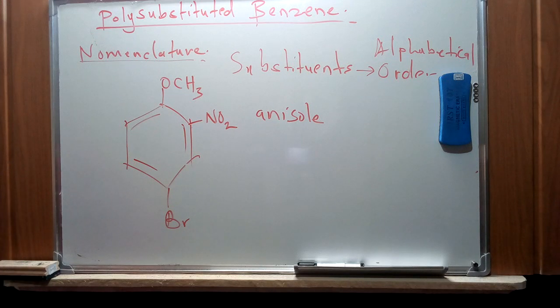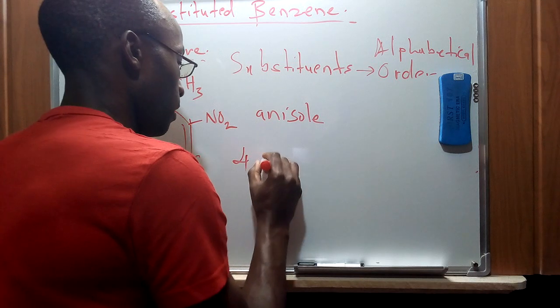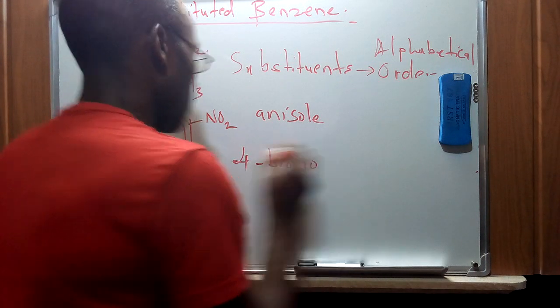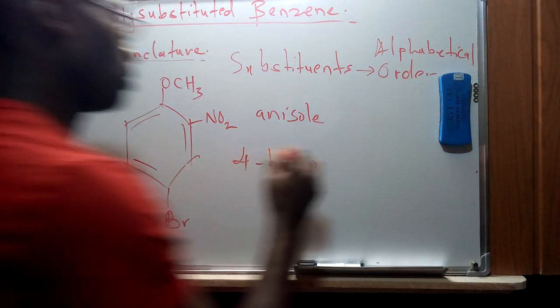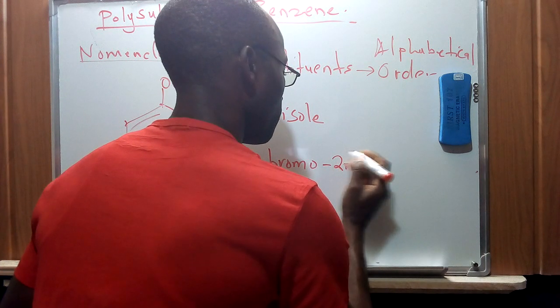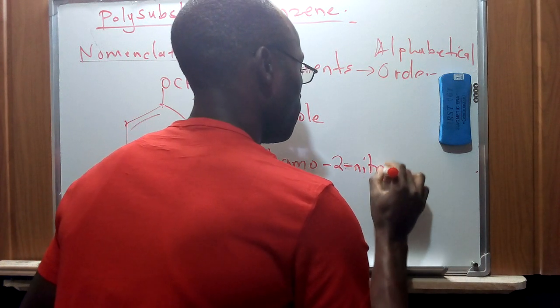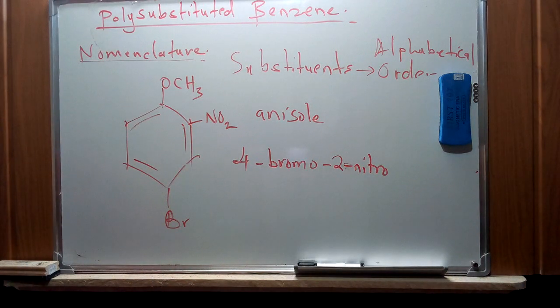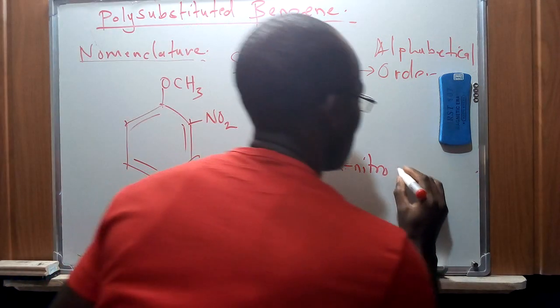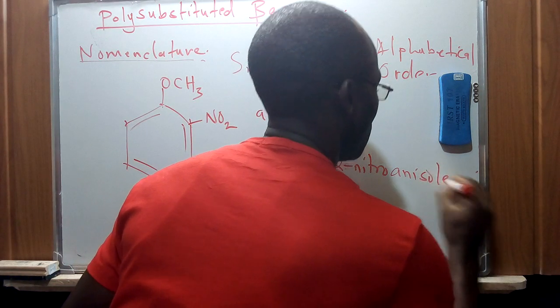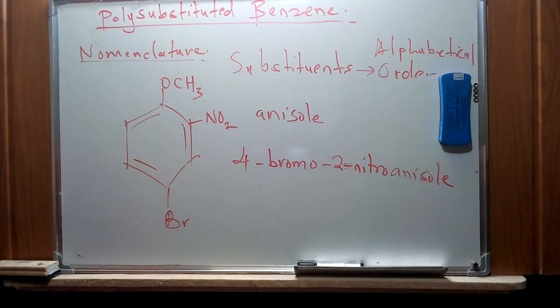So we shall name that compound as 4-bromo, 2-nitro, and then there's a parent name there with a special name that we have given to the single substituted benzene with the OCH3 group, as anisole. So that's going to be the name for that compound.